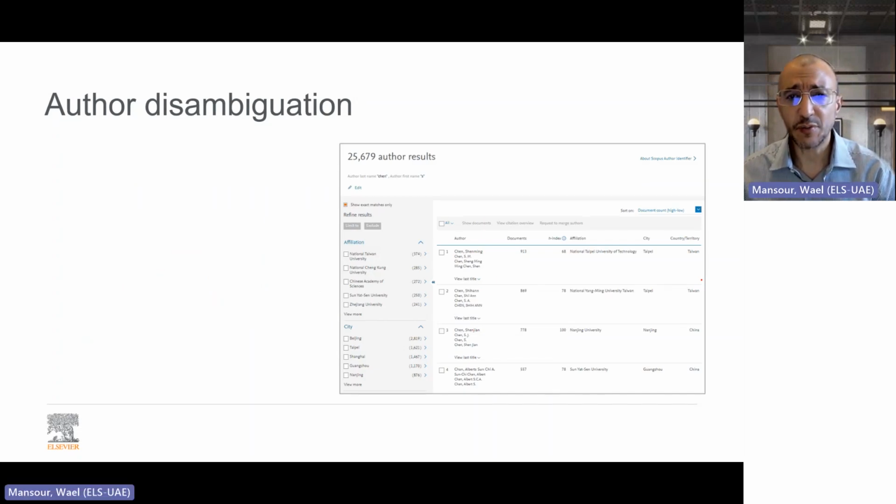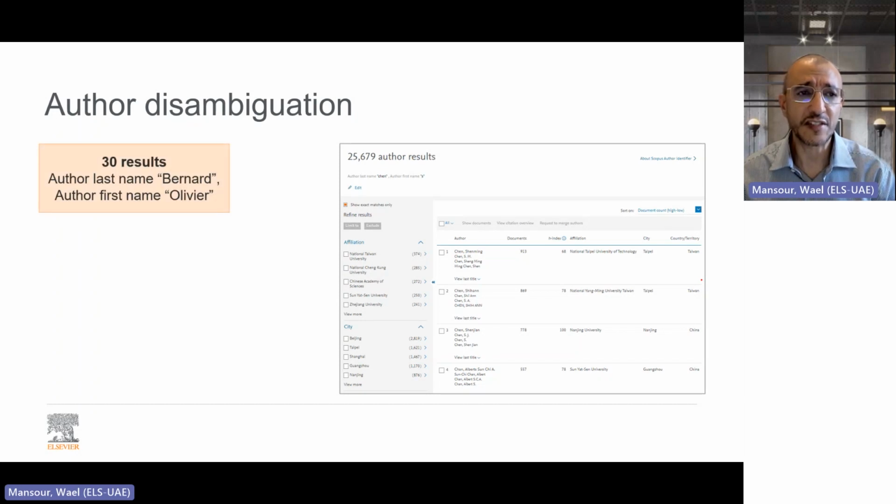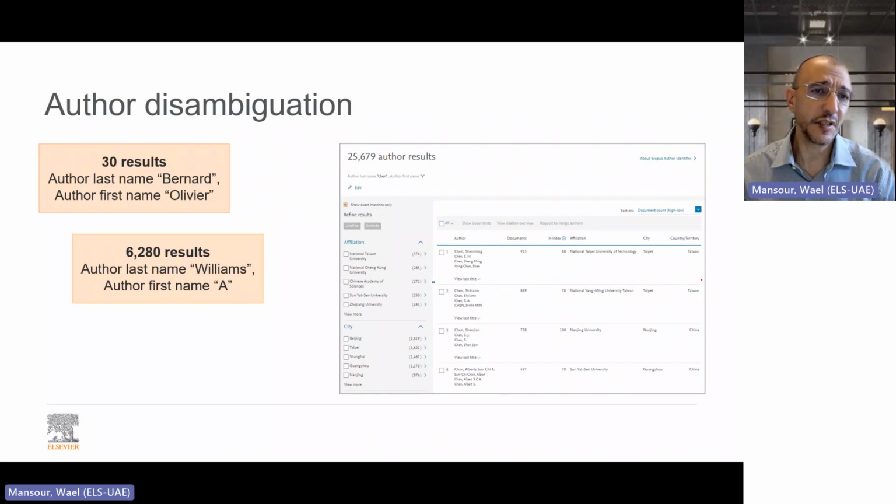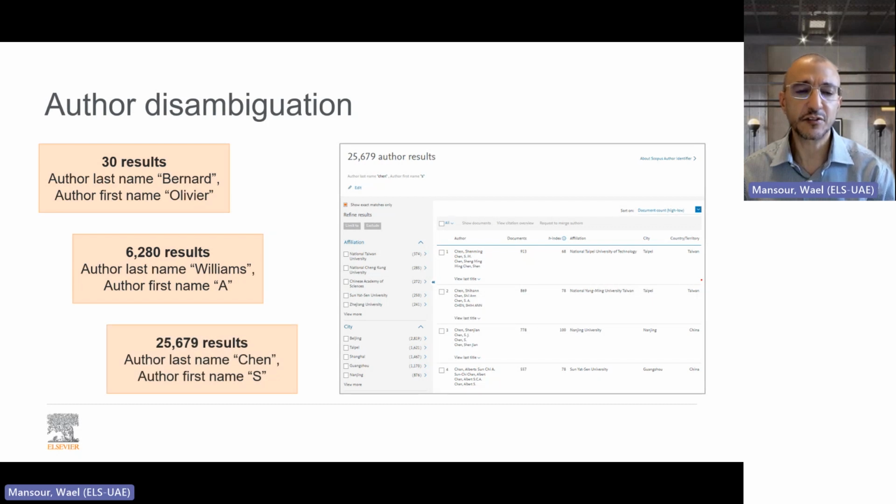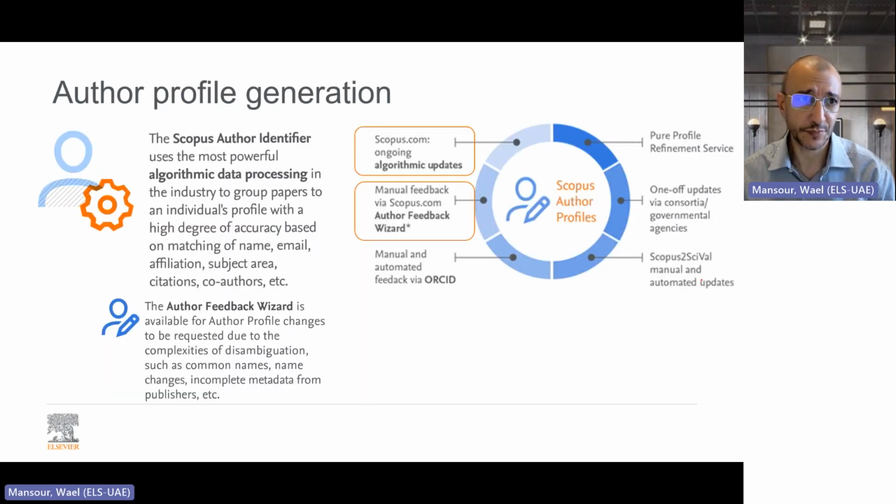This is actually an example of a search that has been done for different authors, and you can see Bernard, Oliver. If we do the same for our names like Muhammad, Ahmad and Mahmoud, we will see similar results, I guess. Bernard, Oliver: 30 results. The second one, Williams A, has 6,000 results, and another, Chen, maybe from China, has 25,000 results, and still the algorithm will be able to differentiate between these.